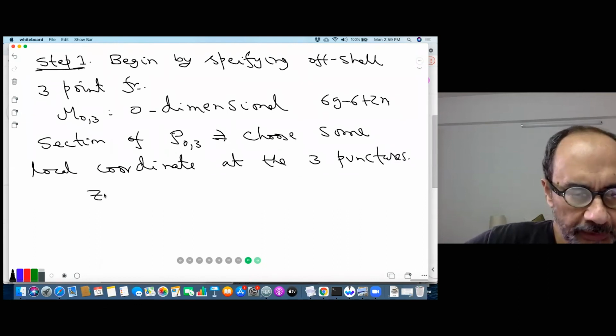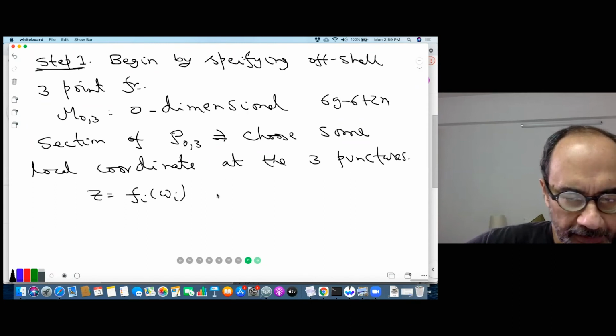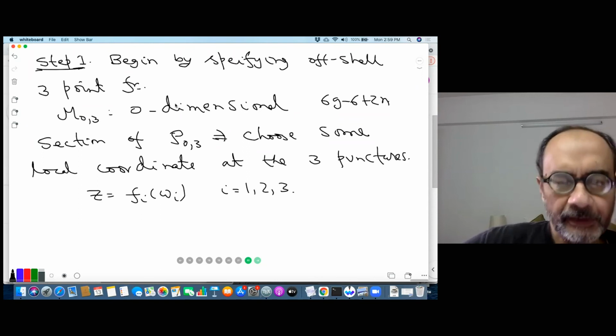Okay, so which I'll write as a equal to fi of wi for some functions, i equal to 1, 2, 3. So the choice of a 3-string vertex, or the section of P03, basically means that we specify a set of 3 functions fi on the wi.